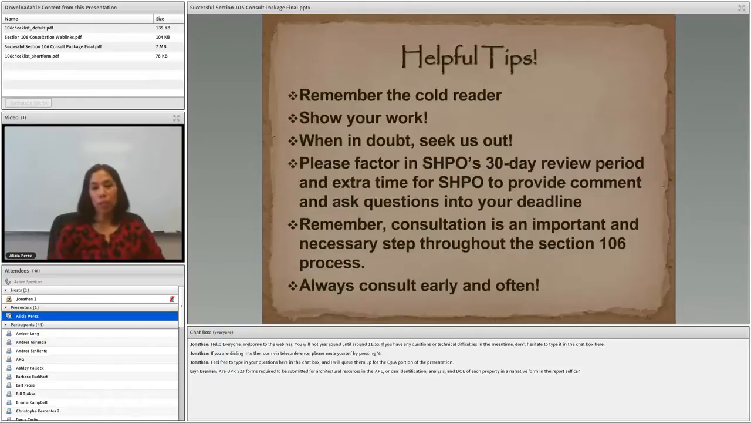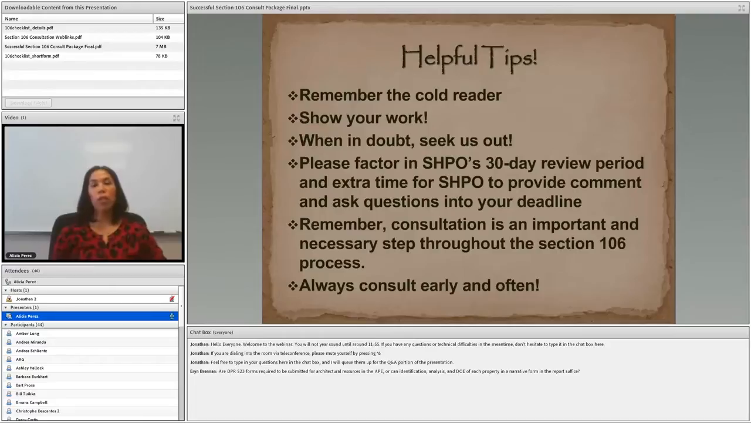So just some helpful tips next time you are getting ready to submit your Section 106 package to our office. Just remember the cold reader. You could do so by just showing your work. A lot of times consultation with our office gets caught up in back and forth comments and questions because work has not been shown, so to speak, in your consultation package. So just provide as much detail as you possibly can. And again, when in doubt, seek us out just for informal questions. I definitely would prefer that because, again, I think it helps in the long run expedite consultation with our office.